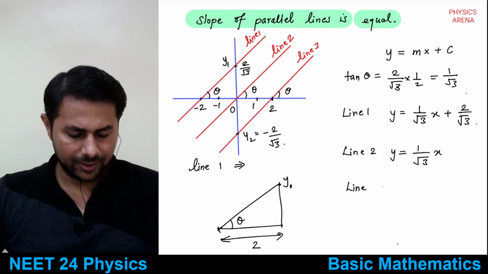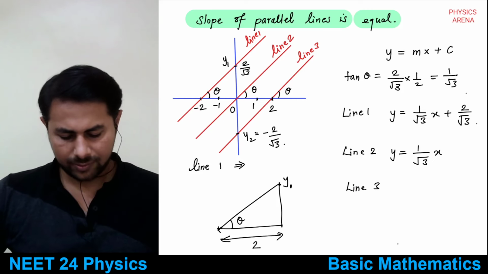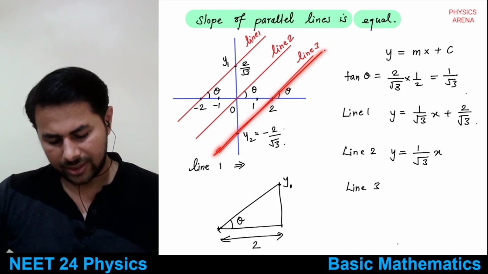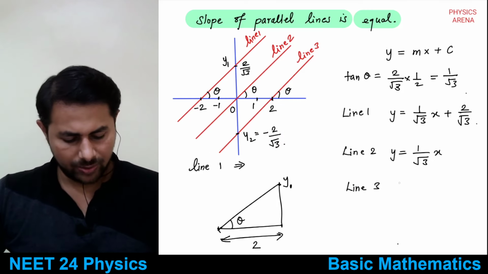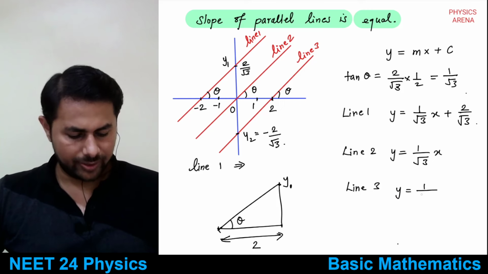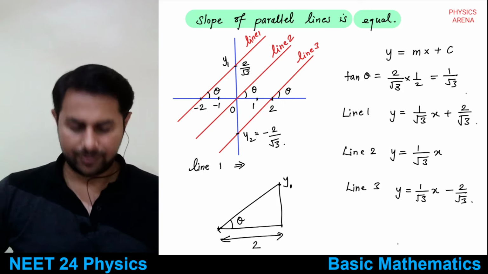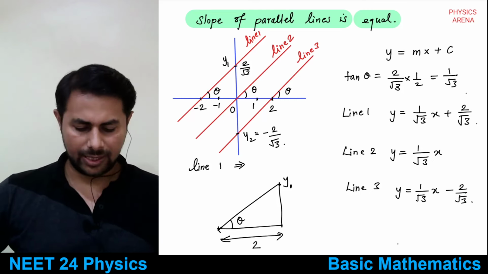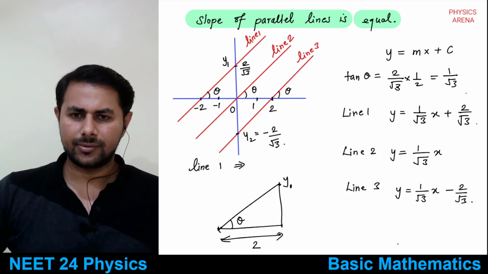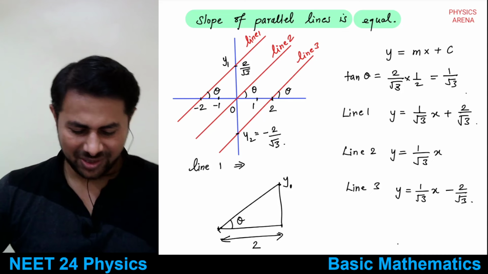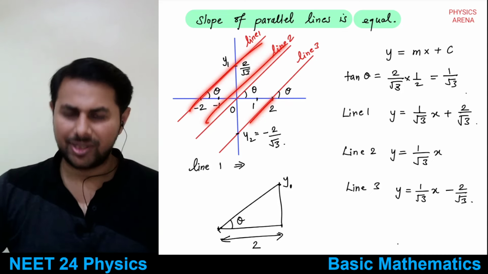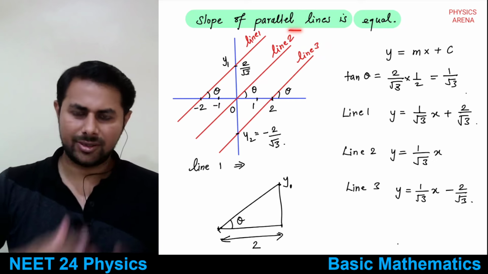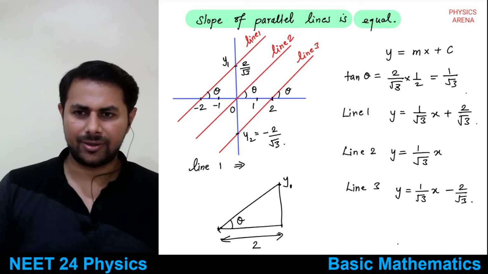And what about line 3? It is cutting the y-axis at minus 2 by root 3. So therefore the equation is y is equal to 1 by root 3 times x plus c, where c is minus 2 by root 3. So this is how we find the equation of a line. Of course we know how to find the equation, but these are the equations of these three lines, and these are parallel lines. The slope is equal but the equations are different.